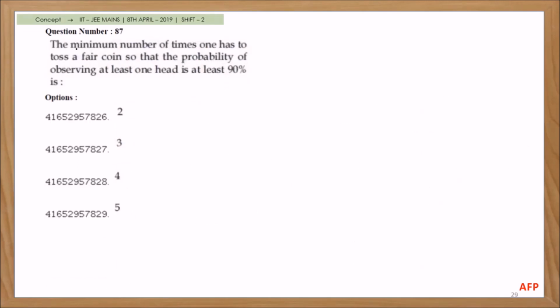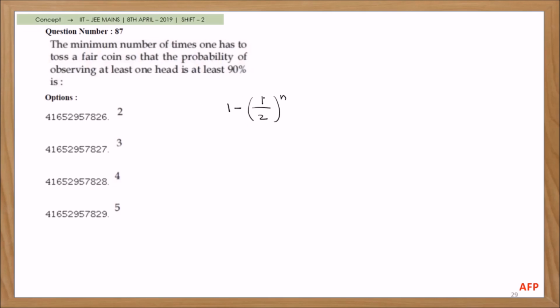Next problem. The minimum number of times one has to toss a fair coin so that the probability of observing at least one head is at least 90%. Okay, so they have asked for the minimum number of times. A fair coin is tossed. So the probability of observing at least one head is 1 minus the probability of no head, which is 1 minus (1 divided by 2) whole raised to n.